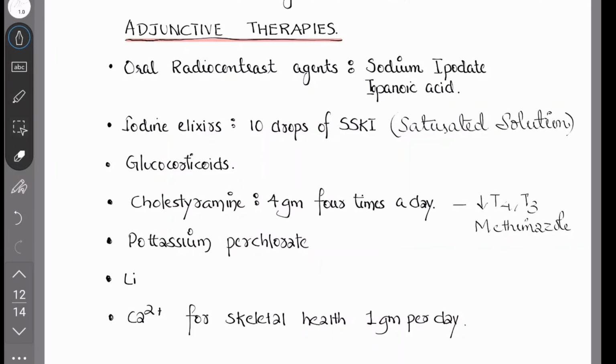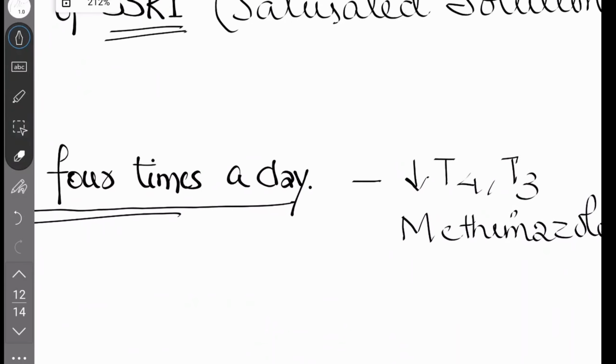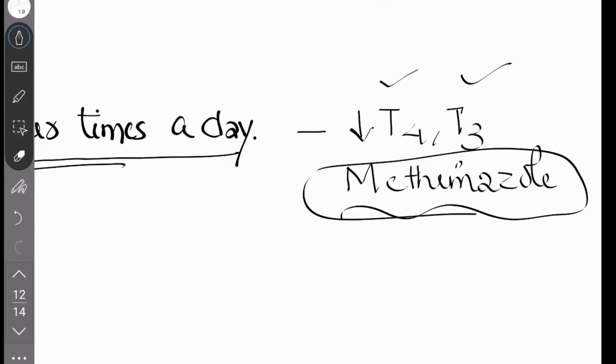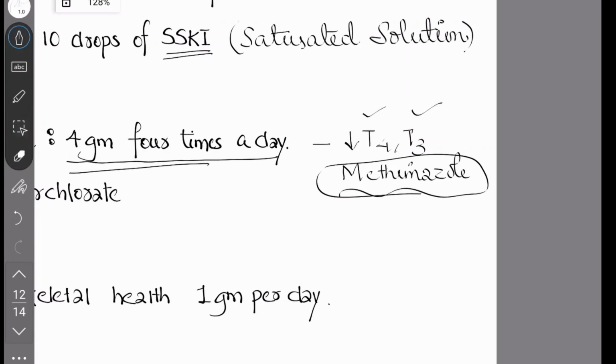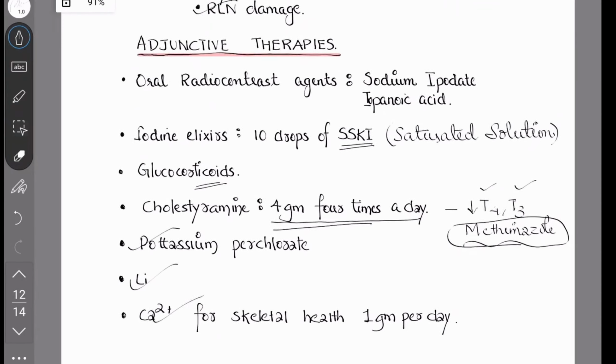As adjunctive therapies, radiocontrast agents like sodium iopodate and iopanoic acid can be used. Iodine elixirs like 10 drops of saturated solution of potassium iodide. Steroids like glucocorticoids. Cholestyramine 4 gram 4 times a day. What is cholestyramine? A bile acid sequestrant. Why is it used? Its action is that it reduces T3 and T4. Also, it increases the absorption of methimazole. It can be used only along with methimazole. Next is potassium perchlorate, lithium, and calcium for skeletal health, 1 gram per day.